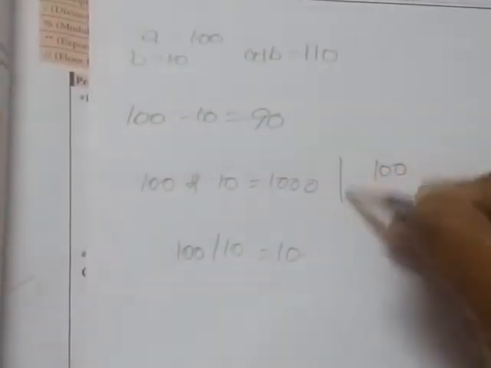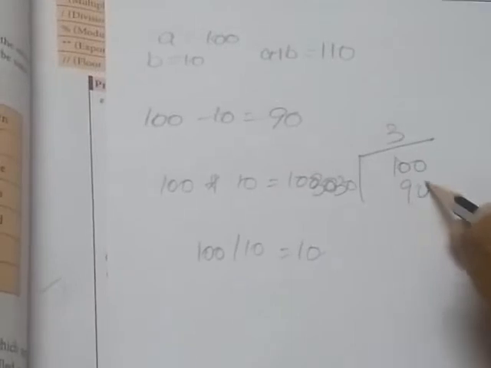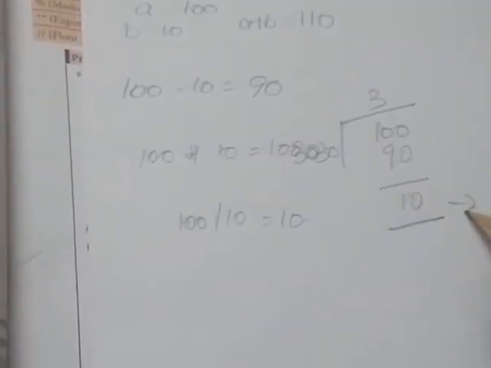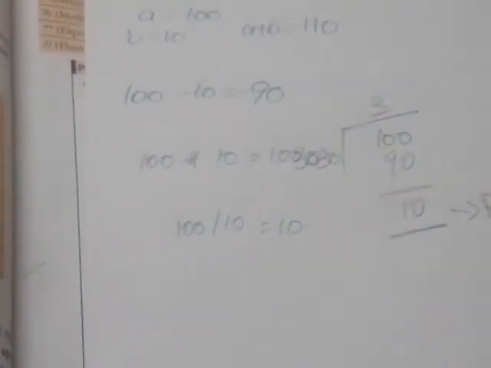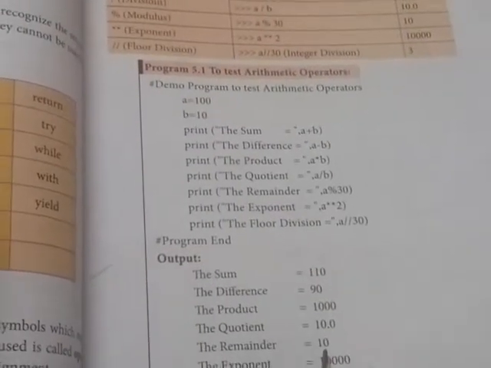The remainder equal to A modulus 30. Here we know the value of A is 100. The 100 is modulus by 30. So 3 times 30 is 90, and we get a remainder 10. They are asked to print the value of the remainder. So we get a remainder 10.